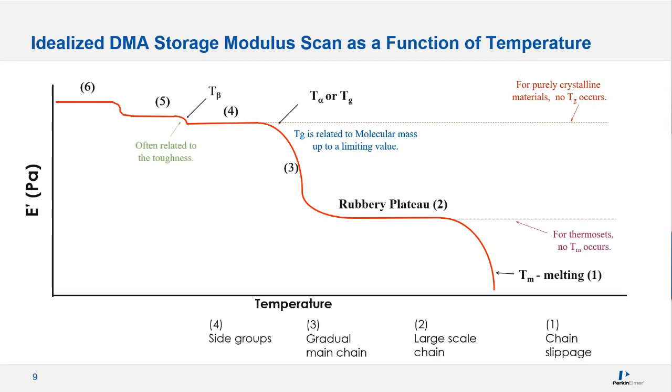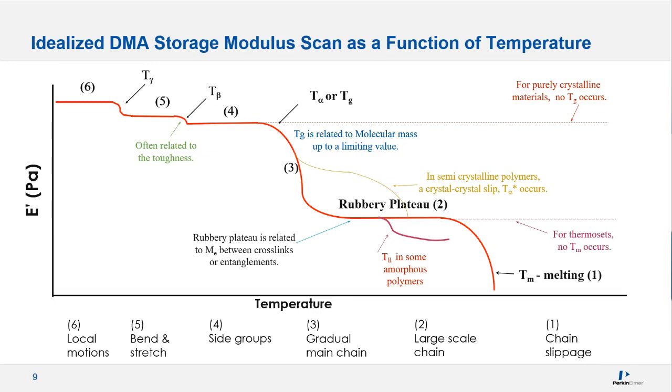DMA is at least 10 times more sensitive than DSC and other techniques. So oftentimes you see other weak transitions occurring below Tg. These transitions indicate slower changes in the material due to local motions of the polymer molecules. And these transitions often correlate with mechanical properties such as toughness. DMA allows low starting temperatures, from liquid nitrogen temperature, in the standard furnace or in a submerging liquid bath. So this allows you to easily look for these small molecular motions. Other additional transitions can also be observed in the rubbery plateau, such as crystal-crystal slip.